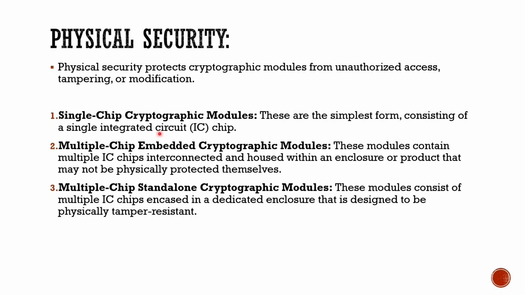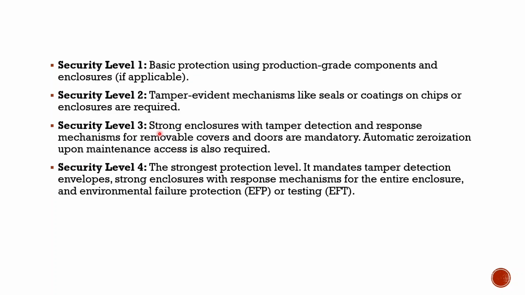Moving on to the security levels and requirements. In level 1, basic protection using production grade components and enclosures is enough. Moving on to level 2, tamper evident mechanisms like seals, coatings, or enclosures are required. In level 3, strong enclosures with tamper detection and response mechanisms should also be implemented.